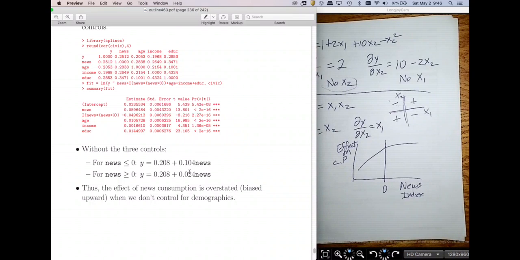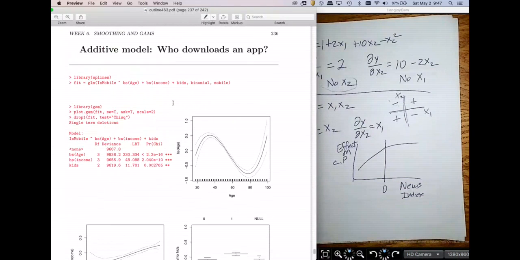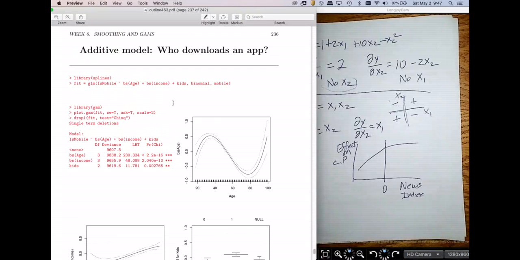So when I actually published this work with Tom Kizak, who was the PhD student in this case, we included a variety of controls, and you'd have to use one of these additive models to estimate it. So this is a real powerful tool. A couple more examples for us.